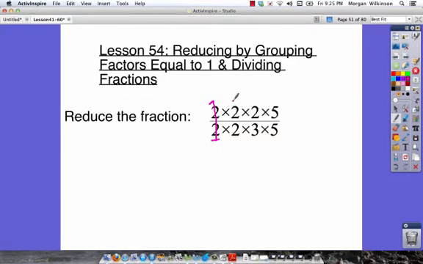So we've got one more. We've got 2 divided by 2. That's going to be equal to 1. Now we're left with 2 times 5 and 3 times 5. Oh, 5 and 5. Those must be equal to 1. 5 divided by 5 is the same thing as 1. So now all we have is a 2 and a 3. We found our answer. Our answer must be 2 over 3 because everything else is just a 1. When you have a problem like this, reducing by grouping factors equal to 1 is a very nice method to help you solve quickly and easily.